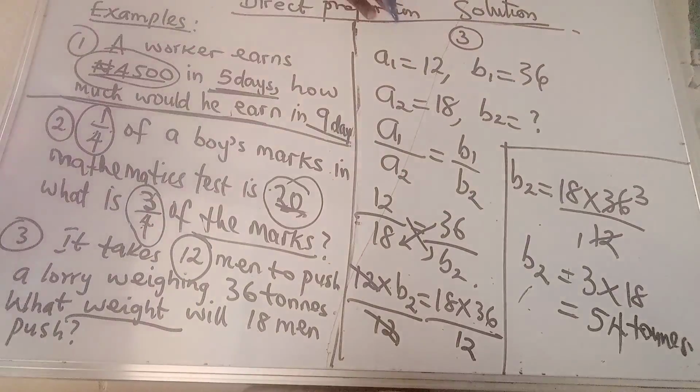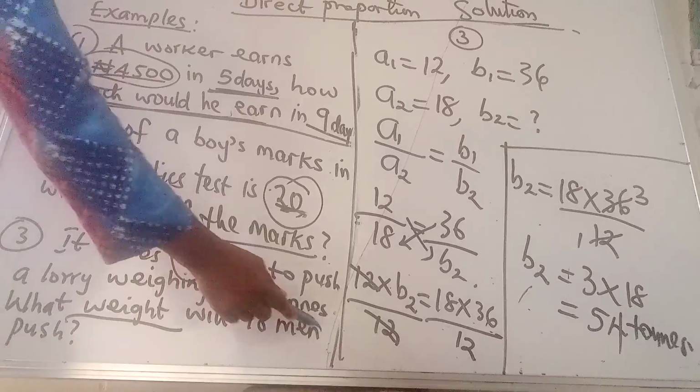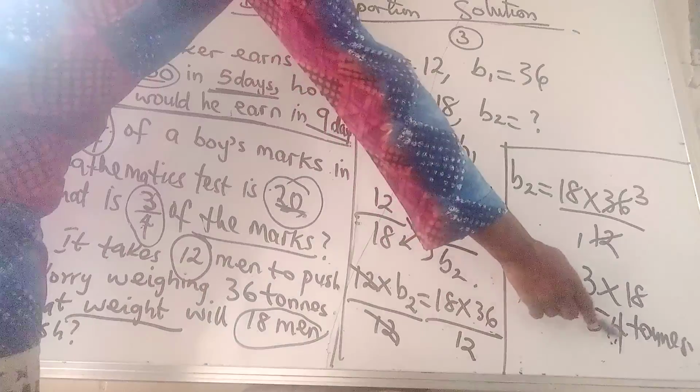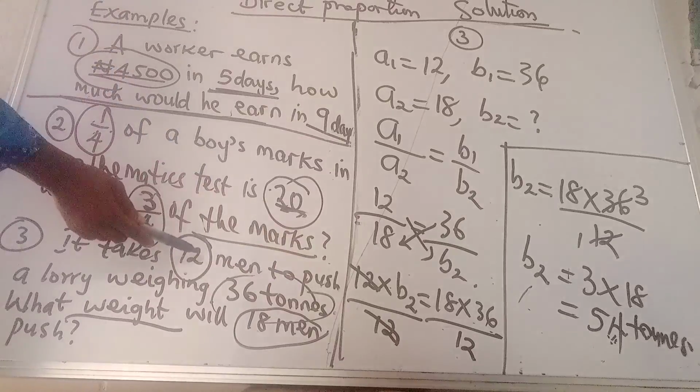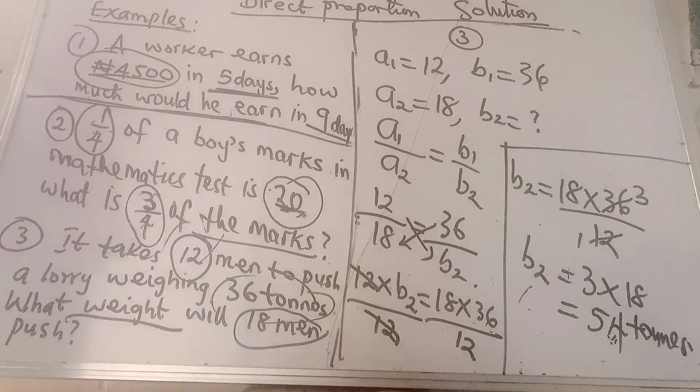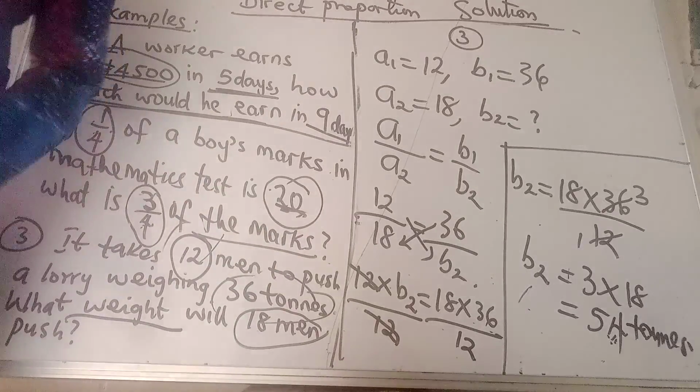As it is obvious that 18 men will push 54 tons, which is more than 36 tons pushed by 12 men. These are my examples on direct proportion.